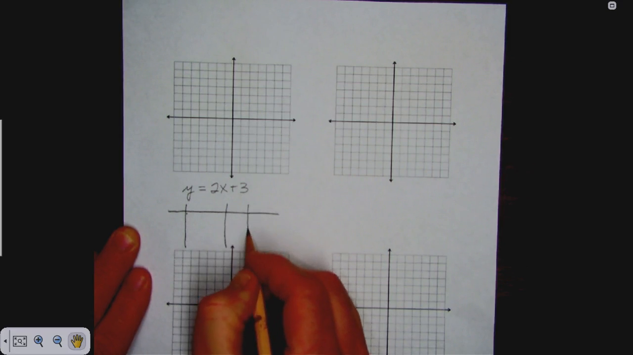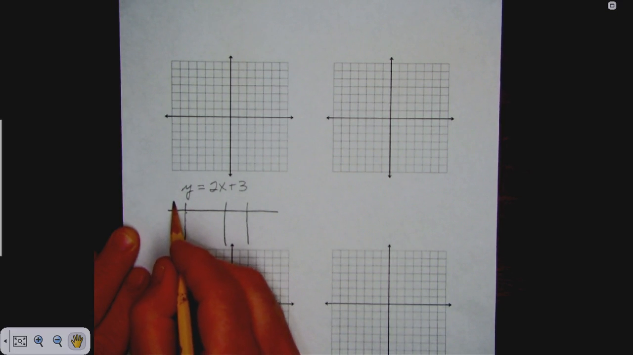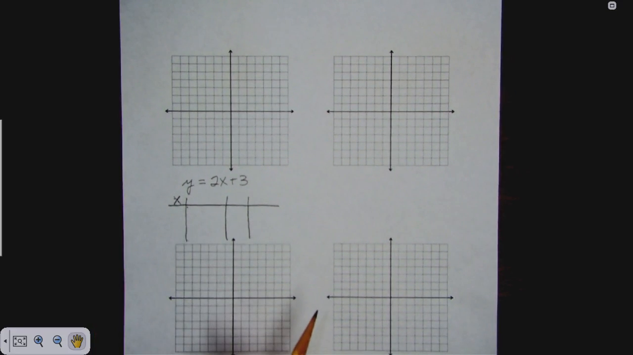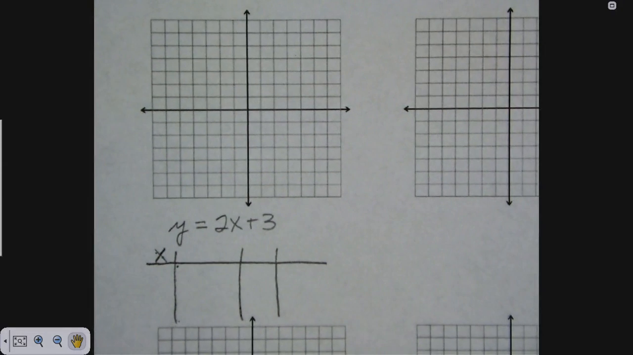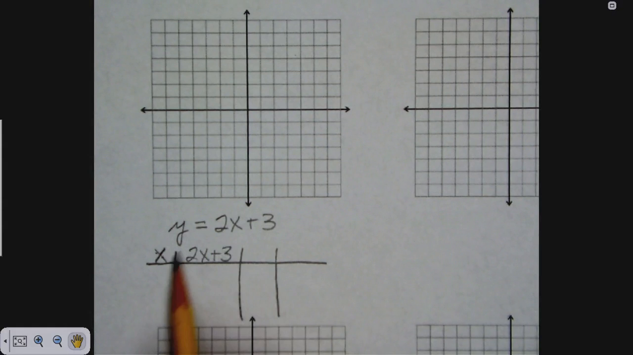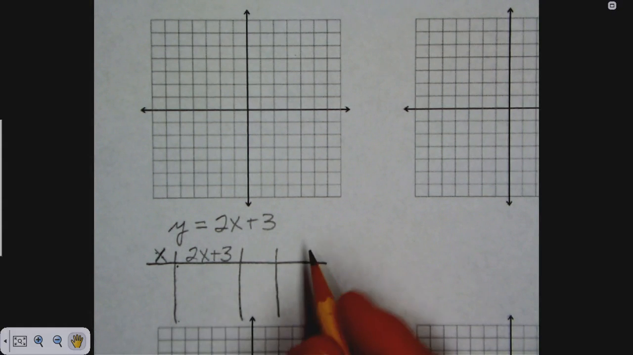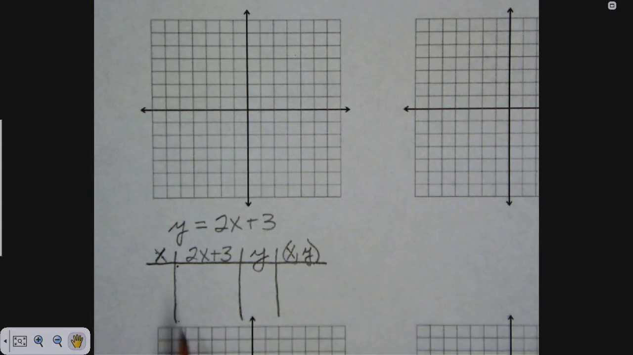So I usually do a bunch of columns like this, and I put x, which is going to be my input value. I'm going to zoom in a little bit here so you can see this better. I then put 2x plus 3, because that's what we're going to do with x, to find our output value y, and then we're going to have an ordered pair (x, y), which is this column and this column. And some people leave that out, but I like to have that in there.